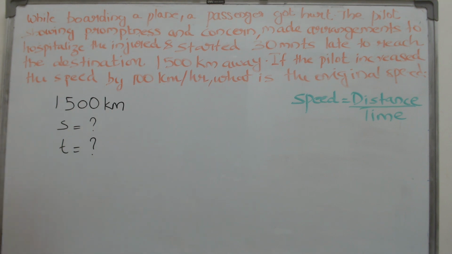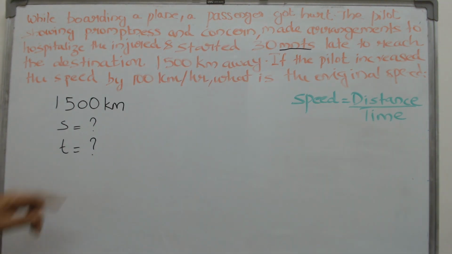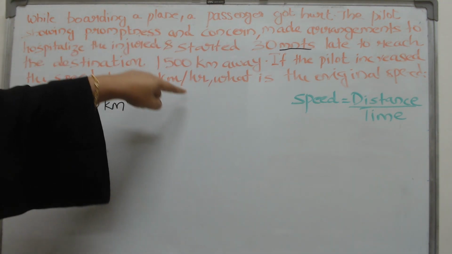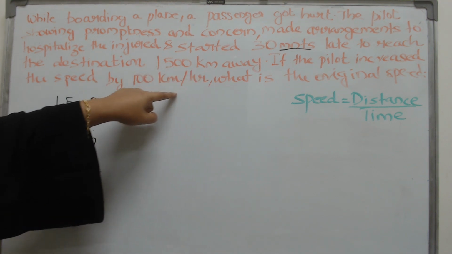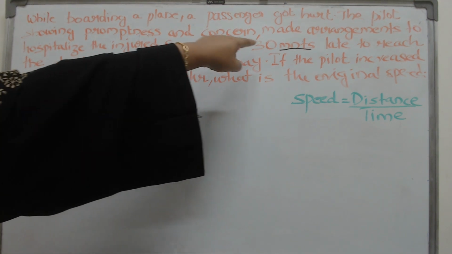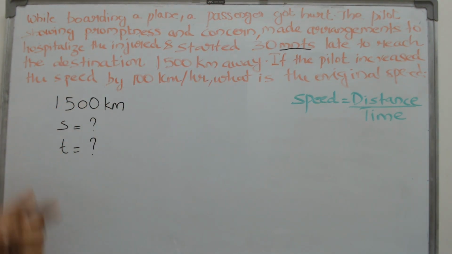Now what happened? While boarding the plane, somebody got ill, they had to be hospitalized, and in this whole process, the pilot lost 30 minutes. Now be very careful. This is 30 minutes. What is the problem with that? Look at all the other units. This is in kilometers. This is kilometers per hour. So please remember, when it is given in minutes, change it to hour. It is 30 by 60, which is half an hour.